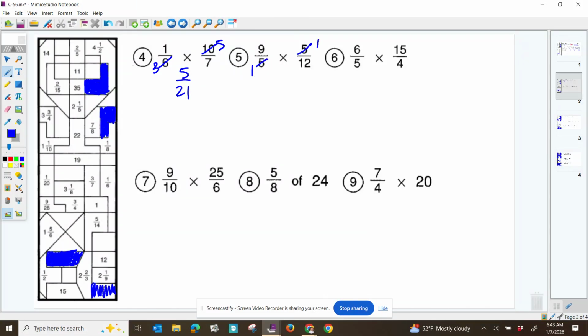5/5 becomes a 1 and a 1. 3/3, that becomes a 3 and a 4. And when I multiply, I get 3/4. 5 and 15 becomes a 3 and a 1. 6 and a 4, I divide by 2 over 2. That becomes a 3 and a 2. I get 9/2. 2 goes into 9 4.5 times.